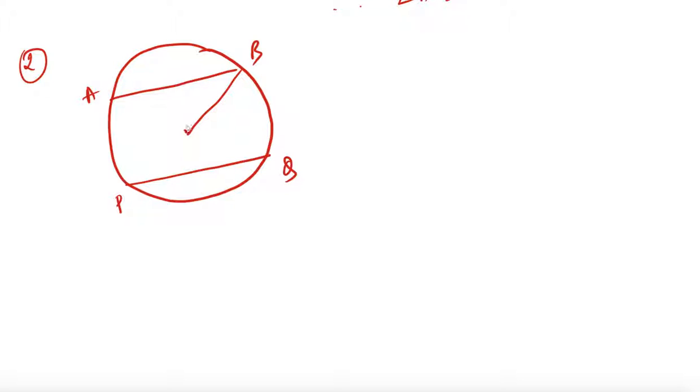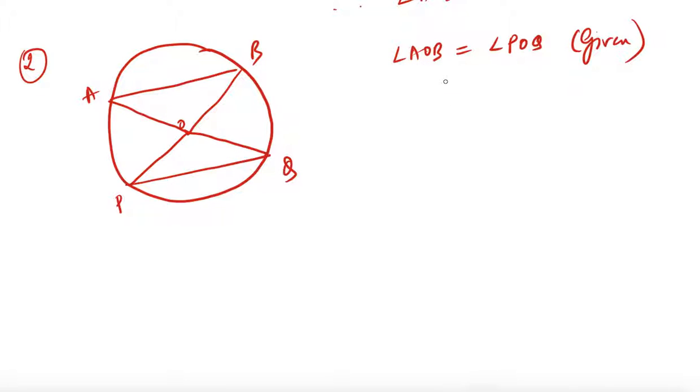As per the second theorem, it says that if I have a circle and if I have two chords, say AB and PQ, and this is my center O, let us join AO, BO, PO and OQ. Now it is given that angle AOB is equal to angle POQ. This is given, right? Also, I know that AO is equal to OQ, radius, and also BO is equal to OP, again the radius.